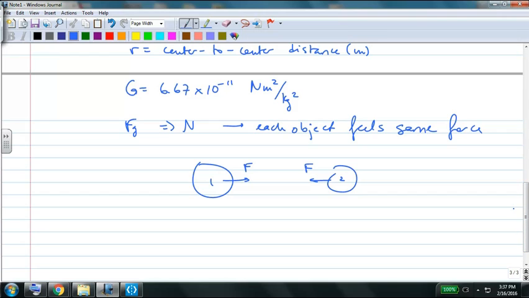Now, why don't we see this in real life? Because G, this big G, is a really small number, right? You really only see this with really, really big objects like planets and suns and stuff like that. So I want to be focusing on that.